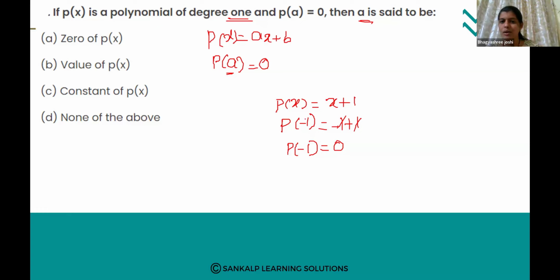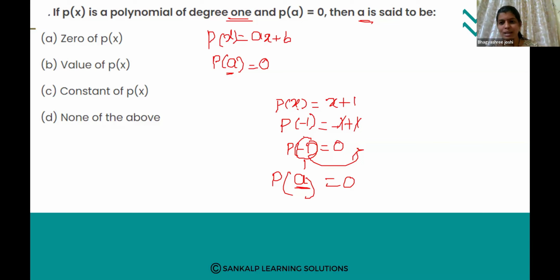you will get 0. But here, if I call this -1 as A, if I represent it as A, then P of A equal to 0. Yes or no? P of A equal to 0. If I represent this -1 as A, then what happens? P of A equal to 0. Then what do you call this A? What do you call this -1? 0 of this polynomial. Why? Because at this value, polynomial value will become 0.